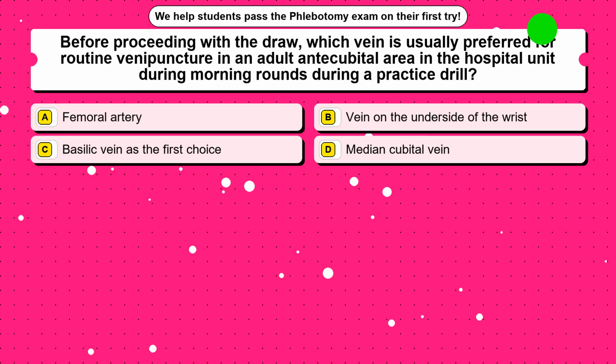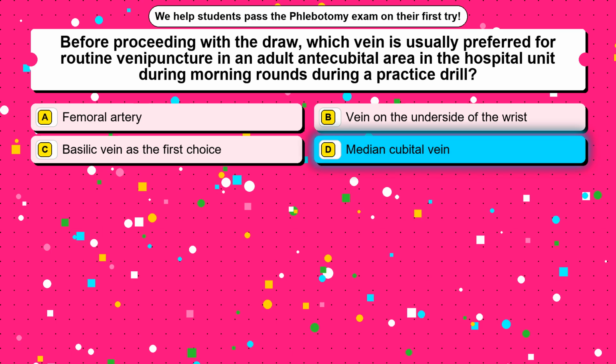Question 20. Before proceeding with the draw, which vein is usually preferred for routine venipuncture in an adult antecubital area in the hospital unit during morning rounds during a practice drill? Option A. Femoral artery. Option B. Vein on the underside of the wrist. Option C. Basilic vein as the first choice. Option D. Median cubital vein.